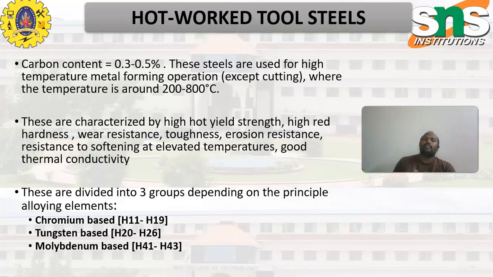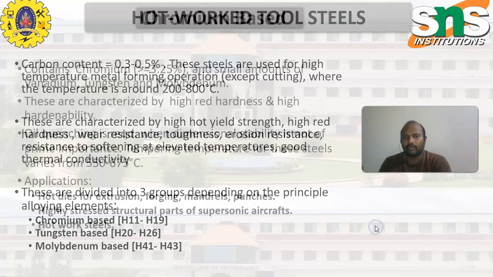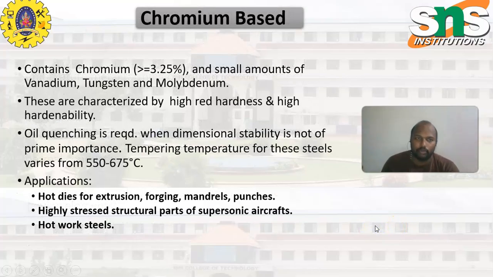Okay, there are three groups in hot work steel: the first one is chromium based, then tungsten based, and molybdenum based. The number variation is H11 to H90, which means these tool steels are identified based on these group numbers, right? The first one is chromium based. Here chromium is around 3.25%, and a small amount of vanadium, tungsten, and molybdenum is used.